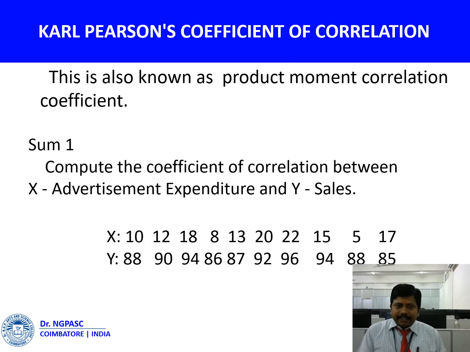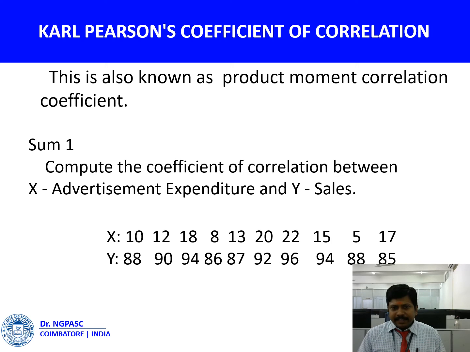Next, we have to see the heading of Karl Pearson's coefficient of correlation. There are two methods. One is Karl Pearson's coefficient of correlation and another method is Spearman's rank correlation coefficient. Karl Pearson's coefficient of correlation is a very simple method. The other name of Karl Pearson's coefficient of correlation is product moment correlation coefficient.